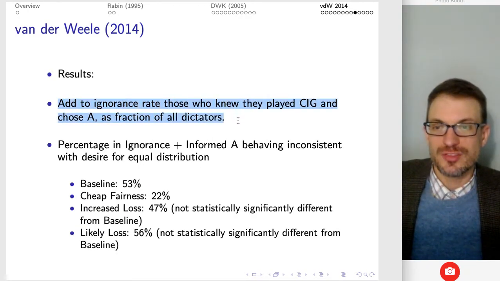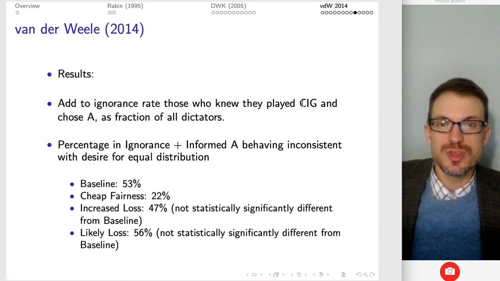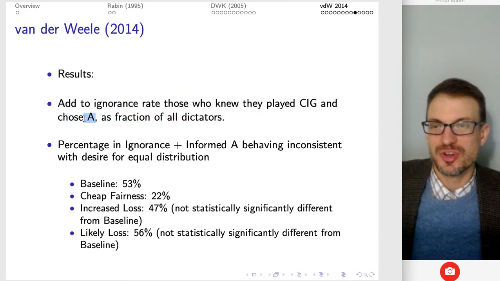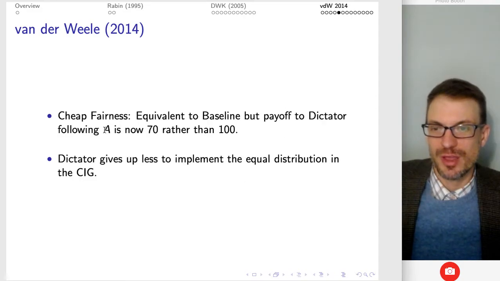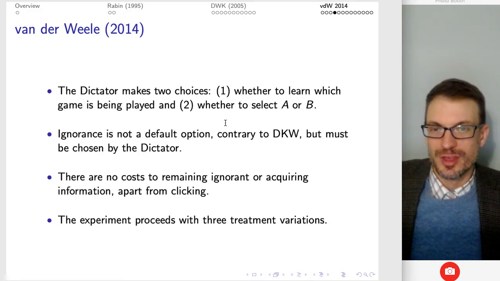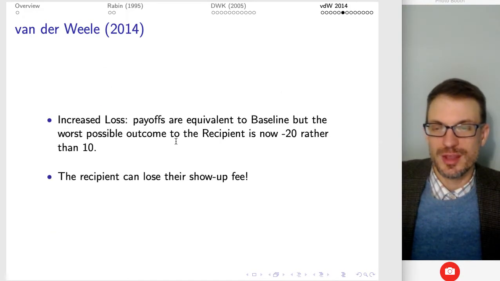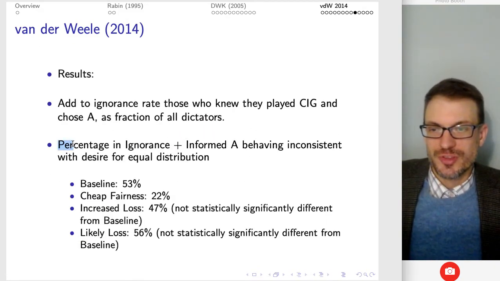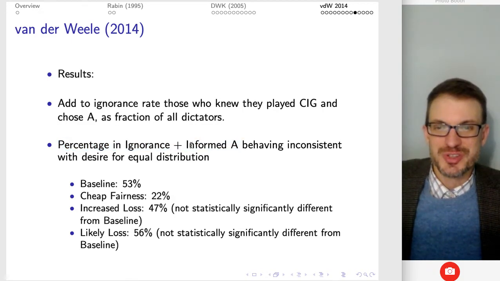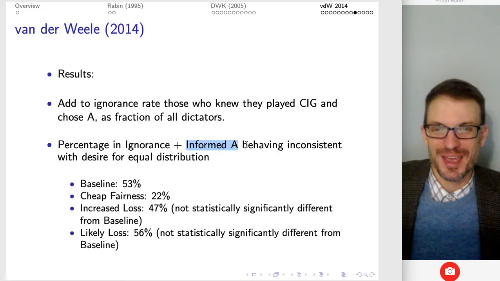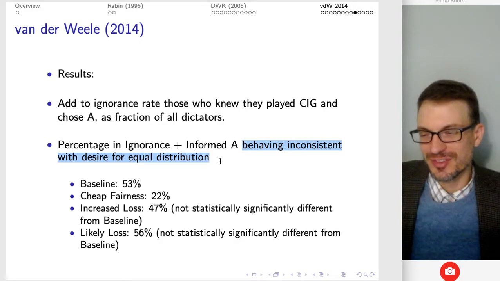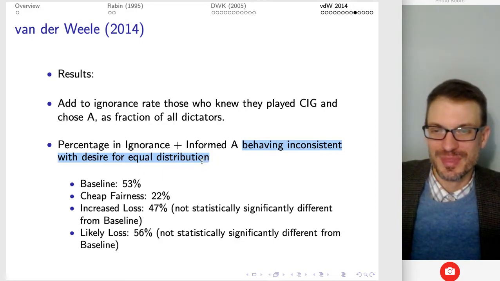So what they do then is they add the ignorance rate to those who knew they played the conflicting interest game and still chose A, right? So in this game, A was the option with 100, and in the cheap fairness, A was where they got 70. Okay, so the percentage in ignorance plus those who became informed but still chose their highest payoff, behaving for all intents and purposes, in incompatibility with an interest in equal distribution.